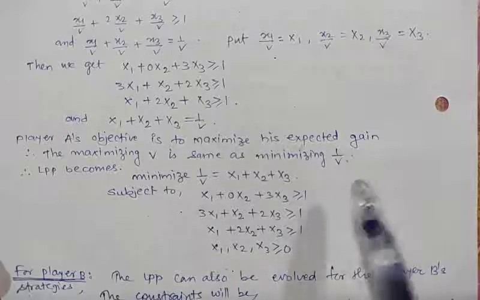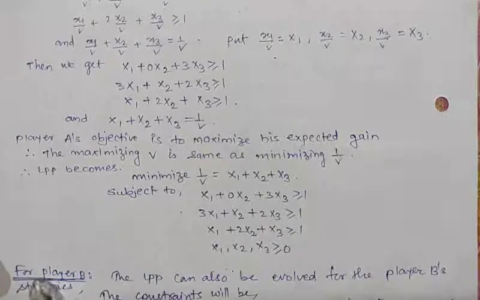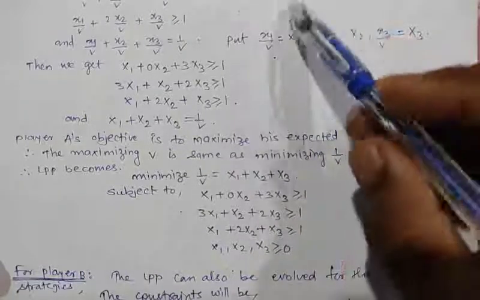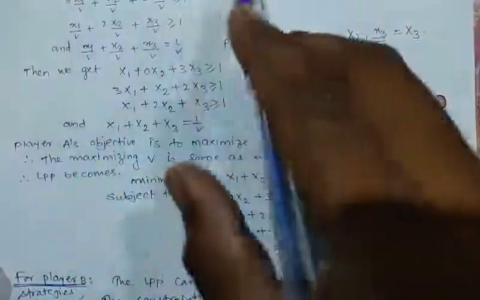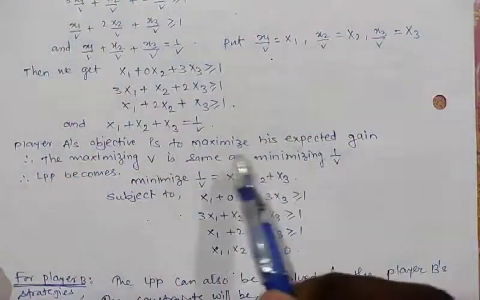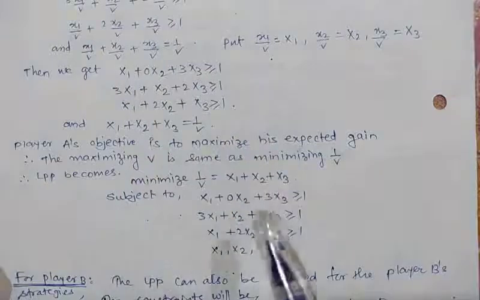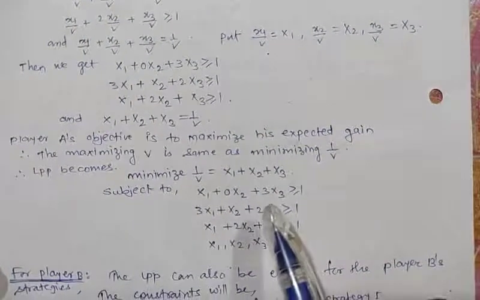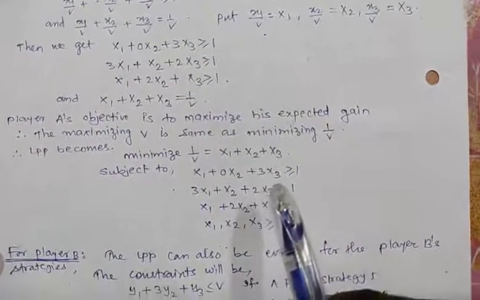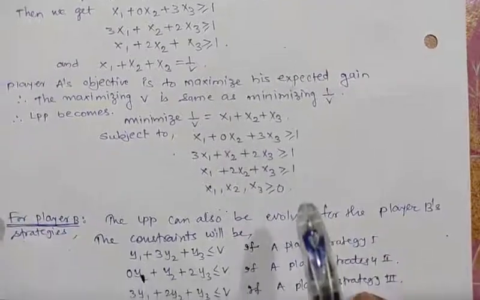Now for the same problem we solve for player B. It is sufficient to solve for player A's strategy or player B's strategy because player A and player B are duals of each other. Now let's find out the player B strategy. So what is player B?